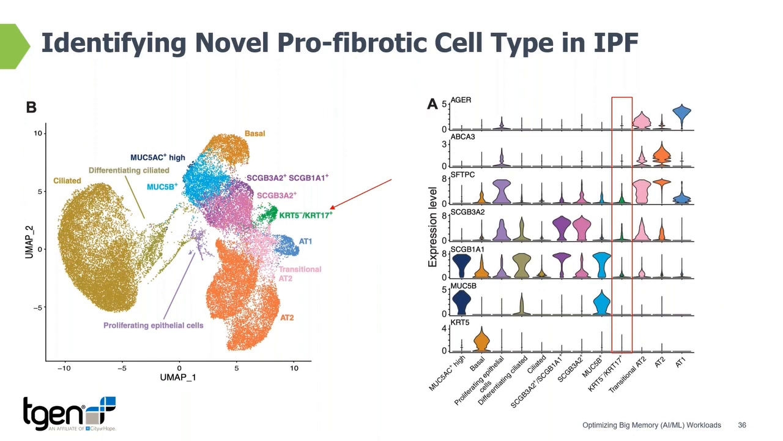And so what the initial results found was that there is this KRT5 plus, KRT17 plus population that doesn't match any of the other biomarker profiles that was thought to be important in the development of IPF. So the analysis took a long time though.